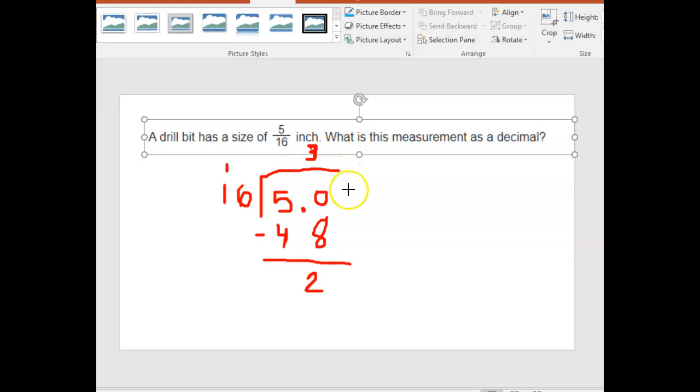Now, I'm going to add another 0, bring my 0 down, and I think 20. And then I just ask myself, how many times can 16 go into 20? 16 can only go into 20 one time, right? So if I multiply 1 times 16, that's just 16. And then I subtract. 20 minus 16 is 4. Right?